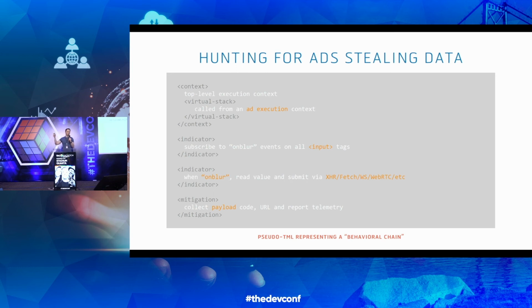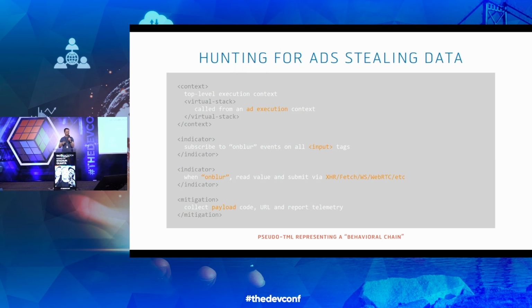So the ad was delivering the JavaScript that then broke out to the top and was trying to execute something. That's the context. And then the indicator could be, let's say, the script subscribes to on-blur events. So whenever you type something into the input field and click tab or go to the next field, the on-blur event will be called, and the data will be collected from this, right?